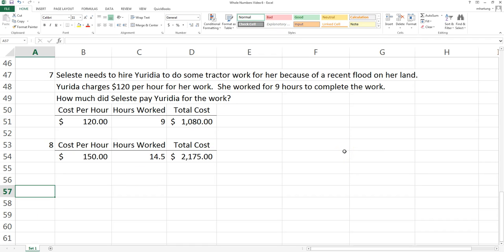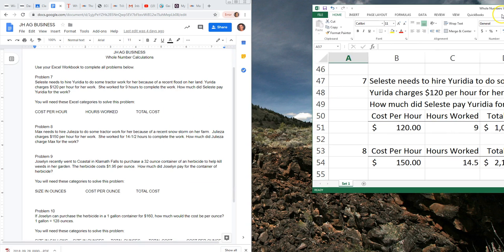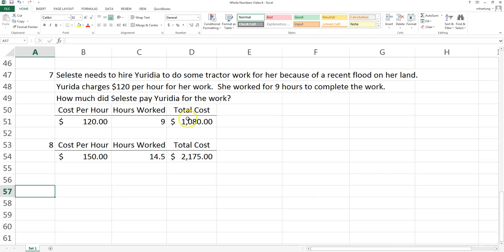Well, the first thing to do here is to figure out what categories you need. For this problem, I went ahead and gave them to you: cost per hour, hours worked, and total cost. We know that because, first of all, we're given $120 per hour, so we need a cost per hour. She worked a total of 9 hours, so we need to know how many hours were worked. So we're just giving labels to these values. That's the way you need to be thinking about these problems.